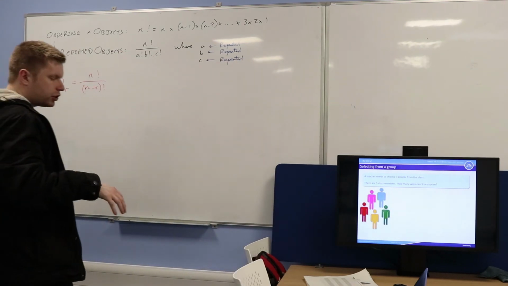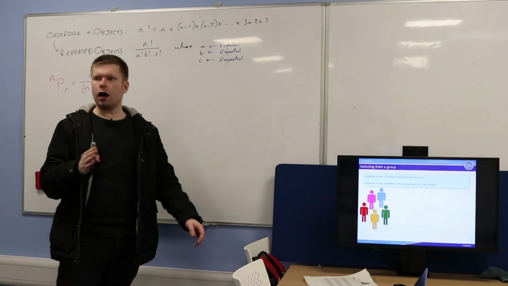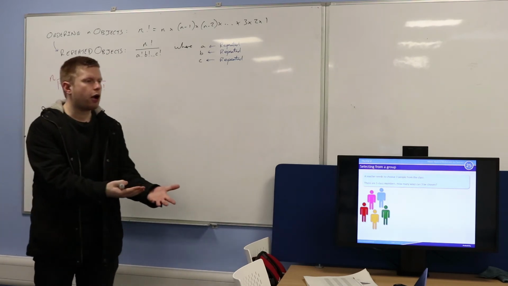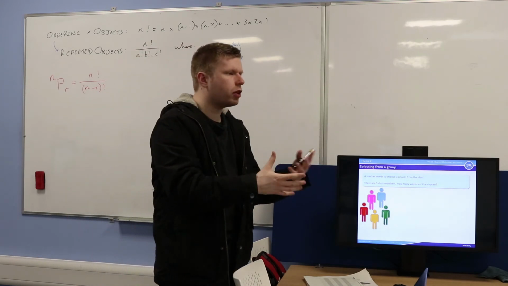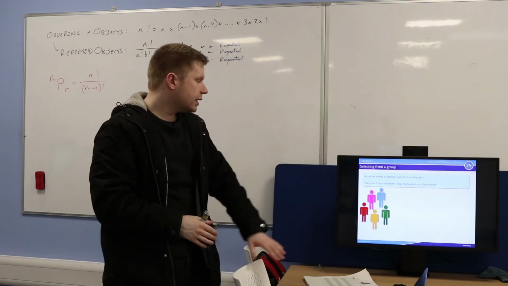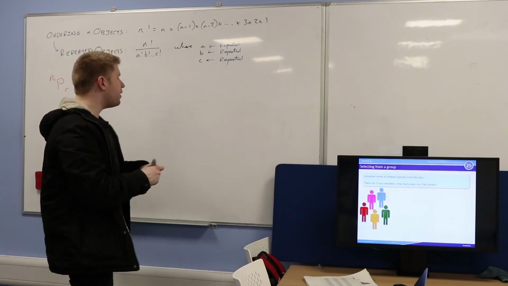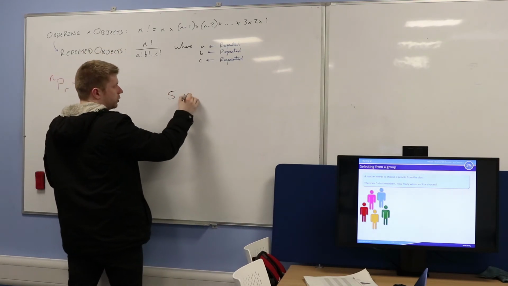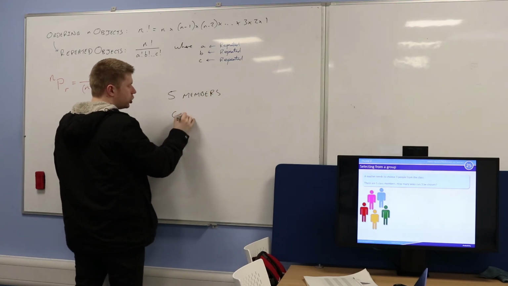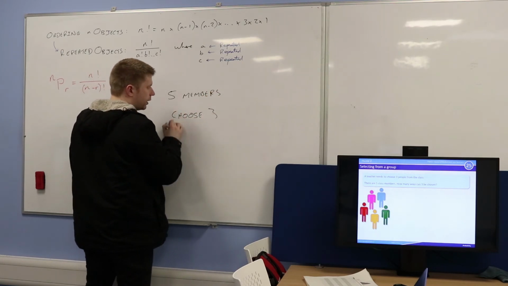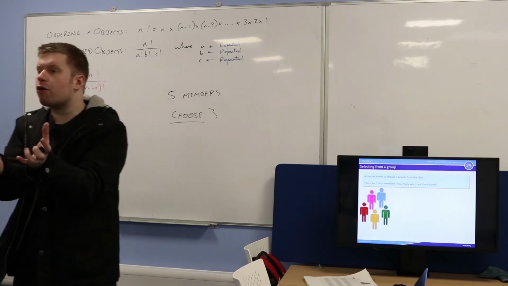So what we're now going to do is consider the situation where we don't care about order anymore. So we just care about choosing objects, but we don't care about ordering them into, say, a line. Okay? So let's suppose, for example, that we have 5 members in a class, and all we are going to do is choose 3 of them.